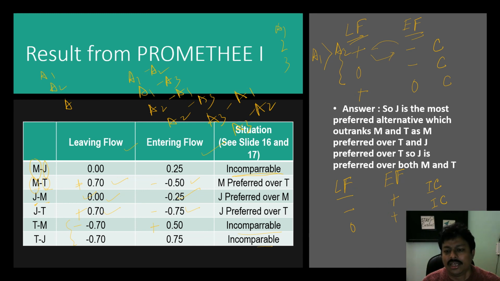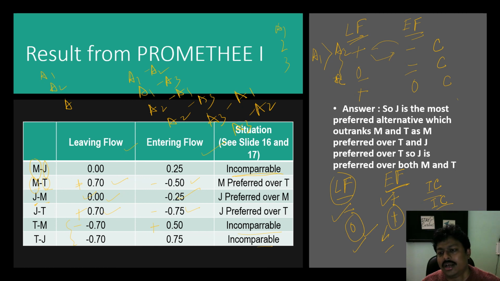But if the case is like this, the deduction of leaving flow becomes minus, and the deduction of entering flow becomes positive, then we cannot compare. Even if the deduction of leaving flow becomes 0 and the entering flow becomes plus, then also we cannot compare. If entering flow is minus and leaving flow is 0, then we can compare. This is the situation. But if the deduction of entering flow is plus, and the leaving flow is 0, then we cannot compare.